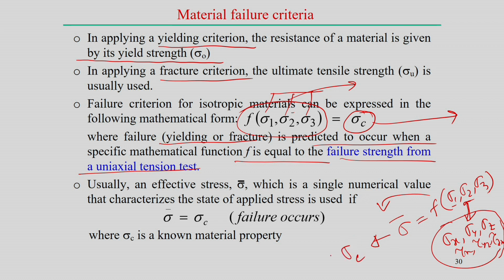It may be either C or sigma y. So if we compare this way, this is theoretically estimated, we convert it to a single value, and then we compare it with the experimental value. Then we decide whether the criterion fits, whether failure or yielding happens or not for a particular material. So this is the normal procedure to compare the experimental value and the theoretical value.